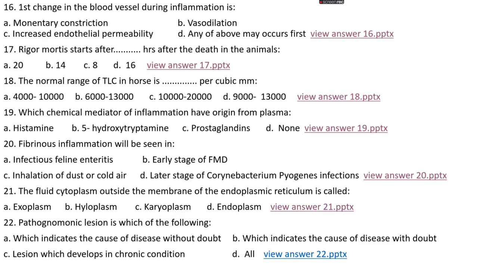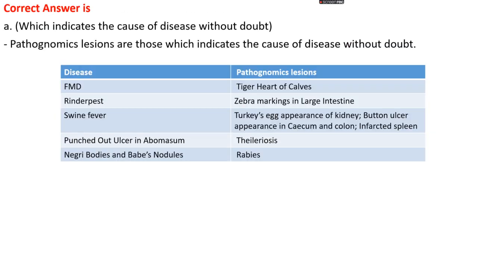Okay. Question number 22. Pathognomonic lesions are which of the following? Option A, which indicate the cause of disease without doubt. Option B, which indicate the cause of disease with doubt. Option C, lesions which develop in chronic conditions, or option D, all. The right answer is option A, that is pathognomonic lesions are those lesions which indicate the cause of disease without doubt.